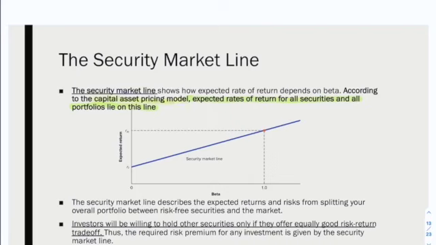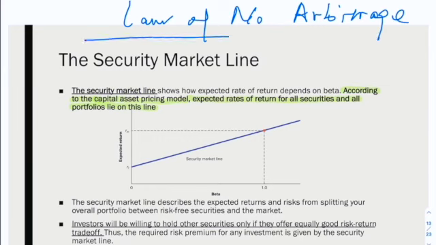Okay, let me repeat it. The security market line shows how expected rate of return depends on beta, and according to the capital asset pricing model, expected rates of return for all securities and all portfolios must lie on this line. Why? Okay, we have to discuss why. Well, this has everything to do with the previous really important concept we had, the law of no arbitrage. A lot of important results from the financial markets come from this law of no arbitrage.